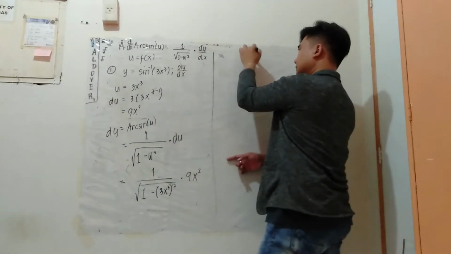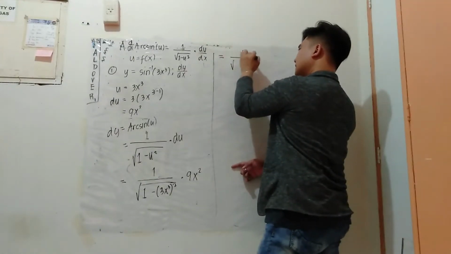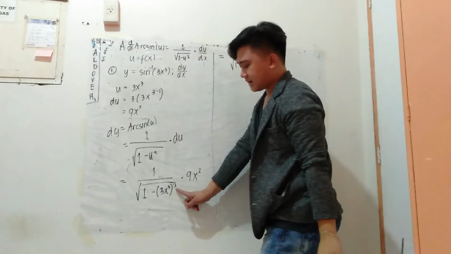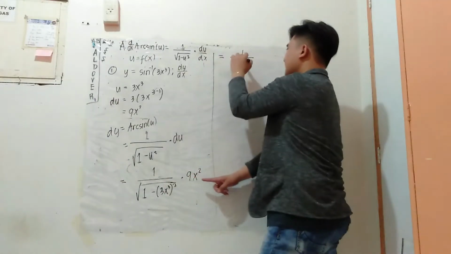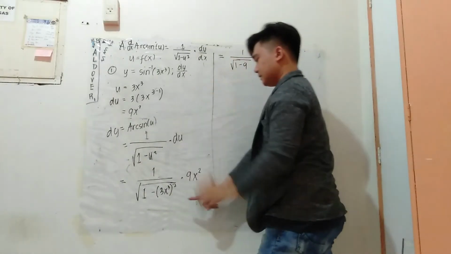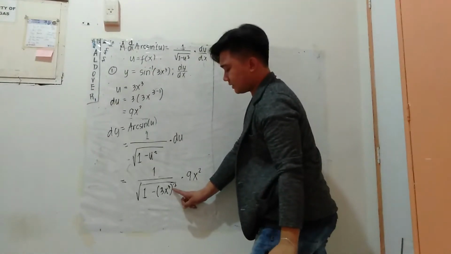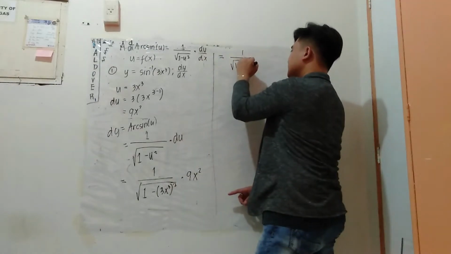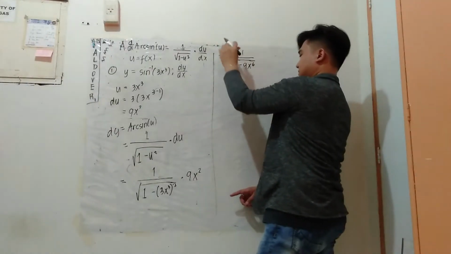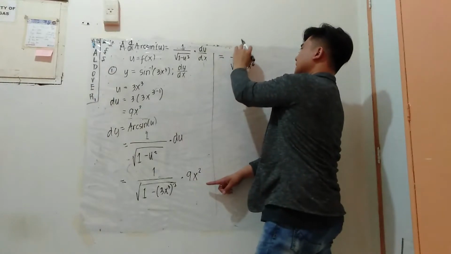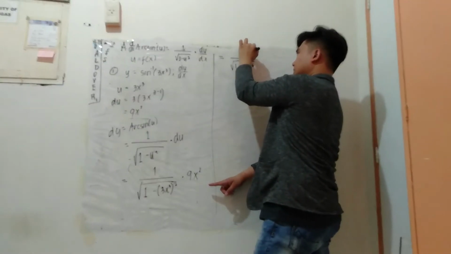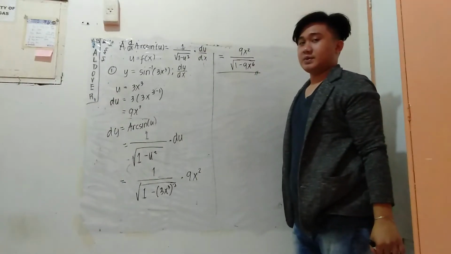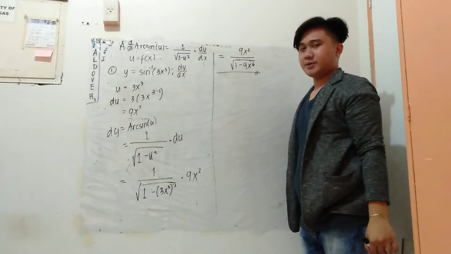Equals 1 over square root ng 1 minus 3x cubed na naka-square. So, 3 square is 9. X cubed times x cubed na naka-square, that's x raised to 6. Tapos may 9x squared pa tayo sa numerator. So, this is our answer. Okay? Ganyan lang po.